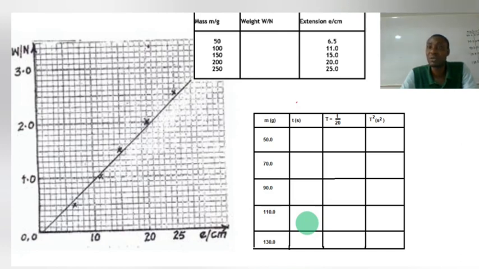By the end of this video, I'm also going to draw the graph of what we are doing, using these values here. So without much ado, let us quickly start on how to manipulate this.